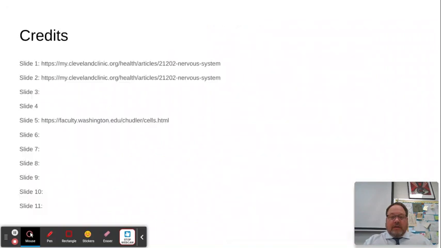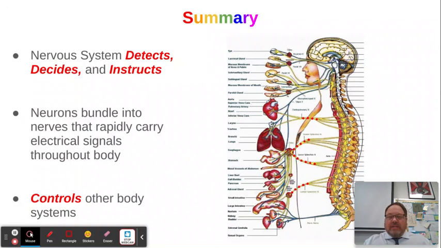All right. If you would, summarize those notes, and then you can move on to the big CNS, PNS drawing activity where you're going to be comparing and contrasting things.